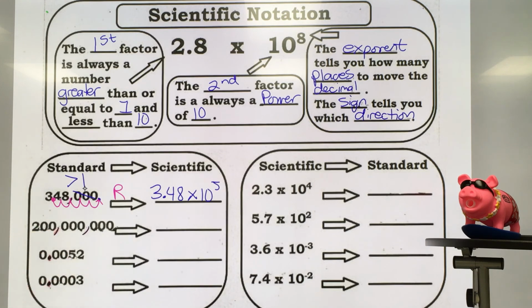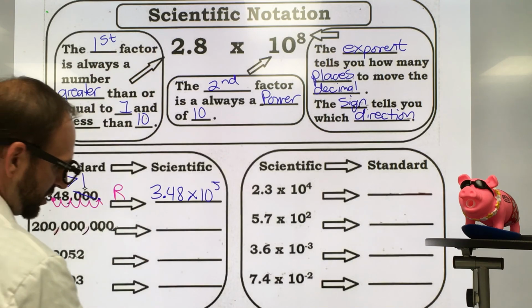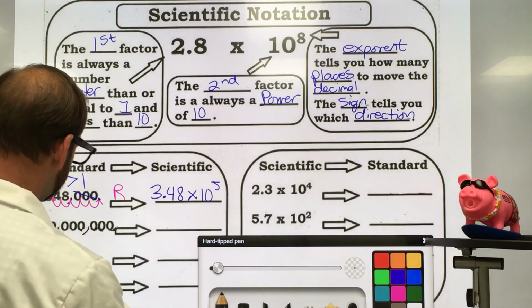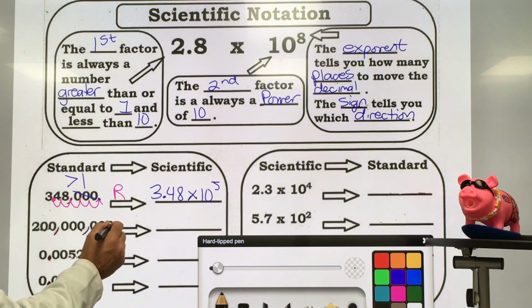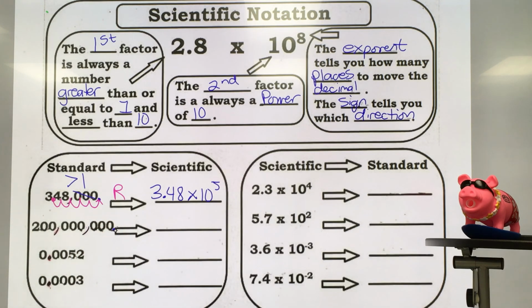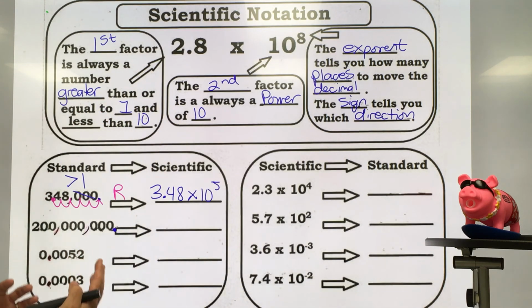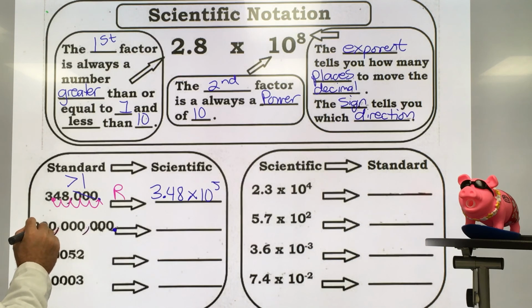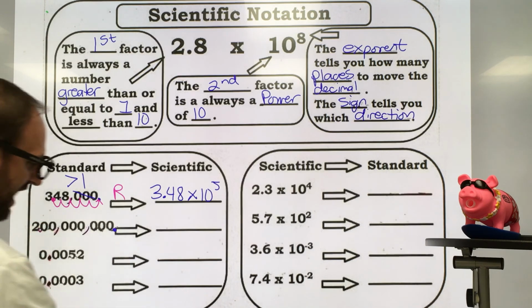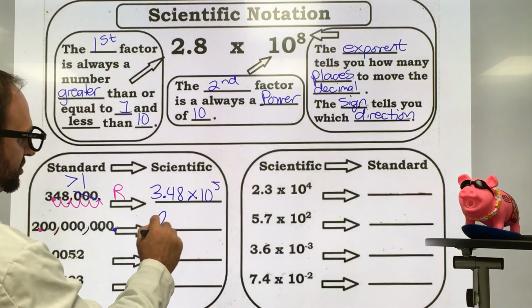Another really big number, 8 zeros, okay? 8 zeros, 200 million. So first thing, we've got to create a factor greater than or equal to 1, but less than 10. So right now, our decimal is at the end of the number. It's to the right of that last 0. We're going to place a new decimal. So where can I place that new decimal to create our first factor? It's going to be between the 2 and the 0. So my first factor is going to be 2.